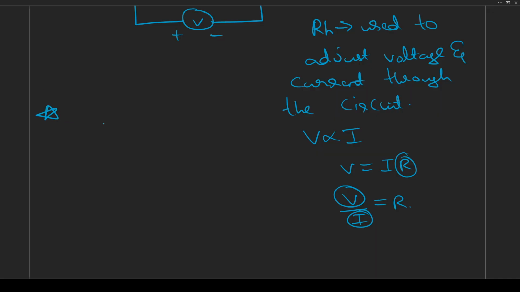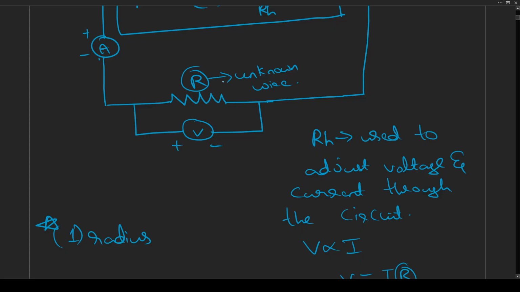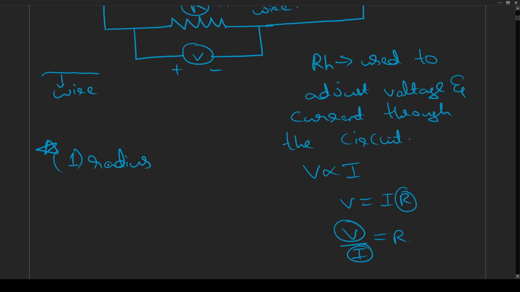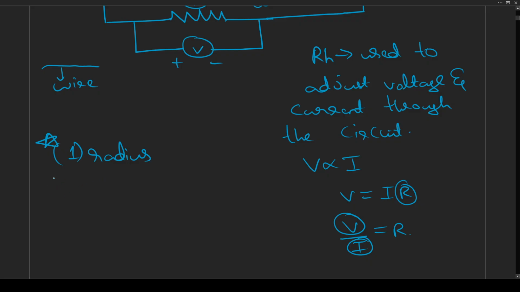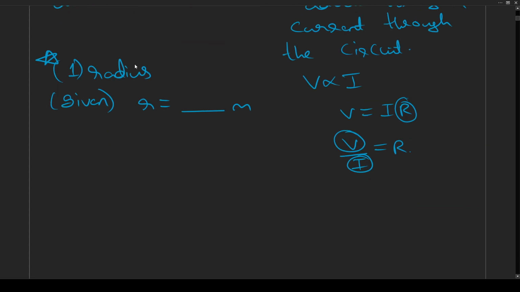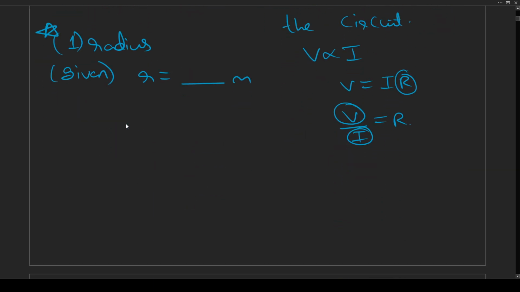Now what is needed here? We need the radius of this wire we are finding. This is the resistance of unknown material or unknown wire. This is basically represented as a resistance, but it is basically just a wire. Now if it is a wire, it will have some radius, and this radius will be given for us. We don't need to calculate it. It will be given as r equals some meter. I'm not going to use the exact calculation. This is just for understanding sake.